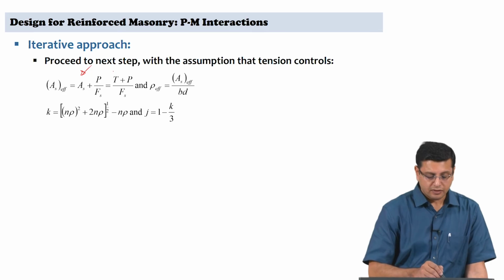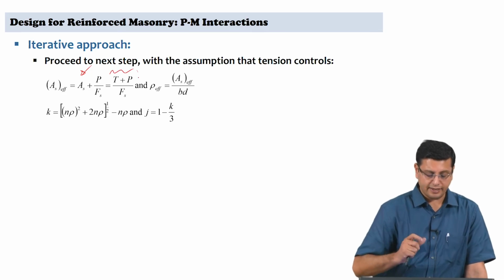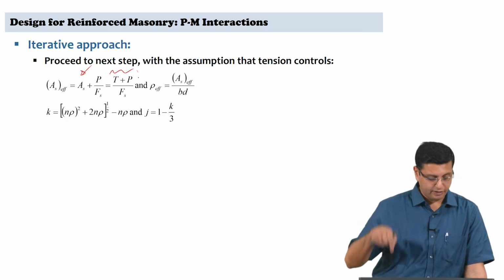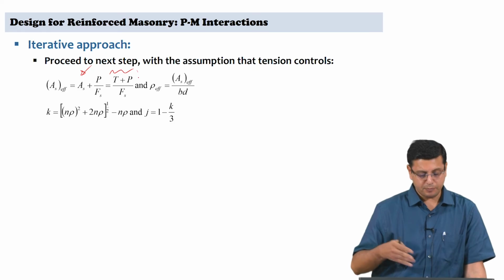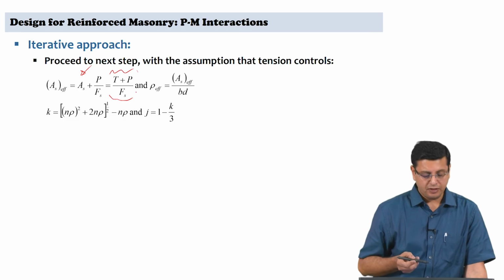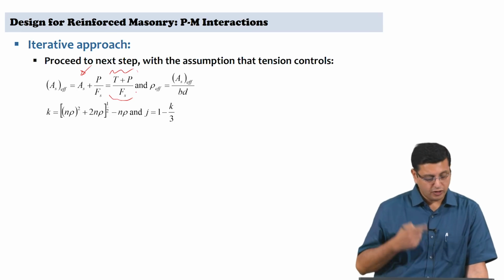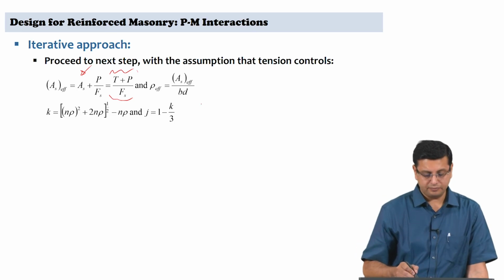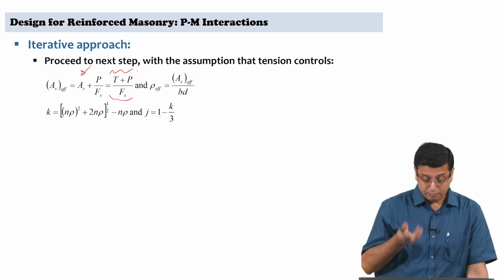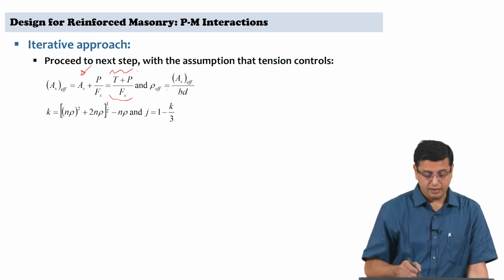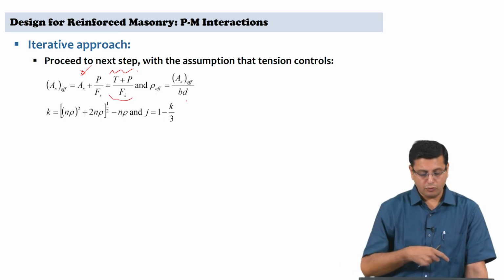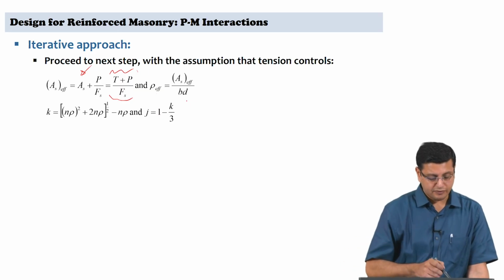So, we use, to account for the secondary effect, tension force plus the axial force that is due to gravity, T plus P divided by Fs. So, this becomes an estimate of the steel that you are going to be using in your calculations. For this area of steel, rho effective is the percentage of steel in the wall itself, A_s effective divided by BD, where B is the thickness of the wall and D is the effective depth.